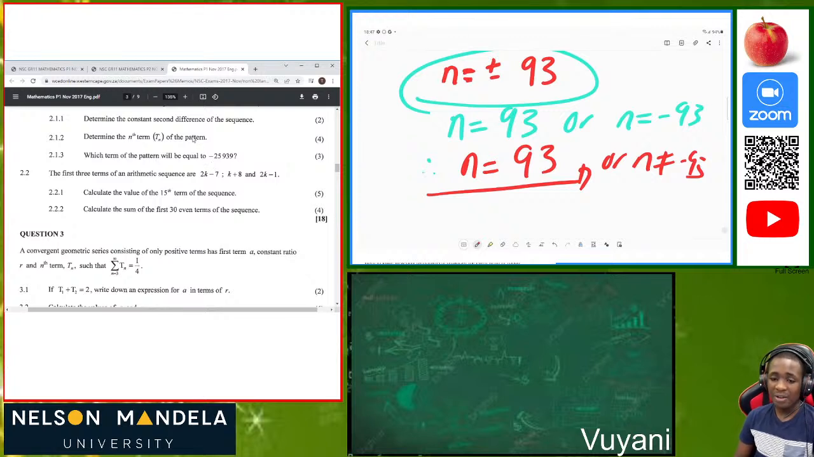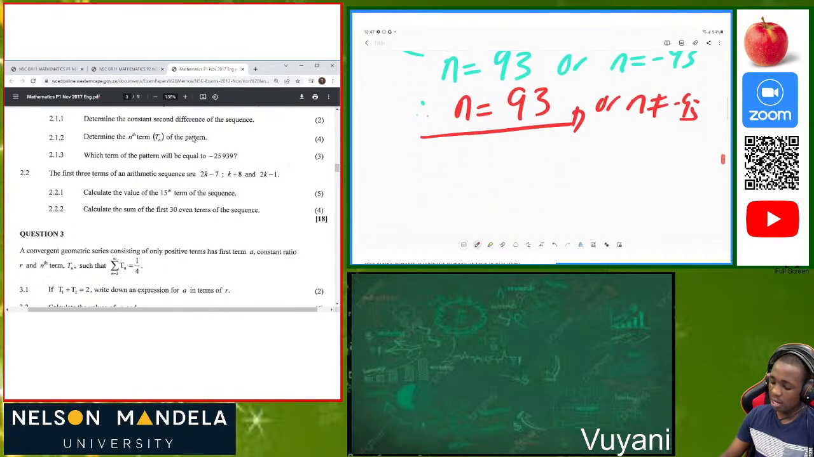So that's how, even if it was an arithmetic term, the moment they tell you to determine which term of the pattern will be equal to something, always know that you are calculating the value of n. It's always the case that you are calculating the value of n.